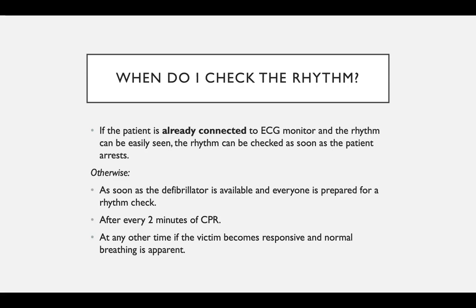And then you should repeat a rhythm check after every 2 minutes of CPR, regardless of whether it's a 30:2 ratio or continuous CPR with an advanced airway in place. The other time you should do a rhythm check is any other time if the victim becomes responsive and normal breathing is apparent, as you may have got return of spontaneous circulation.